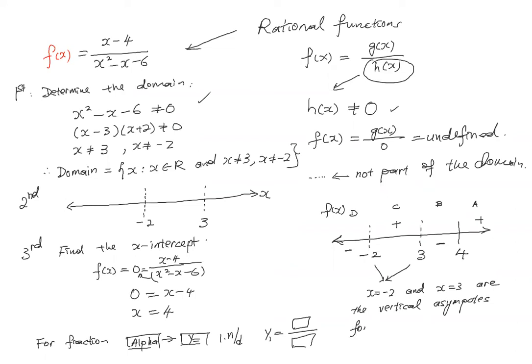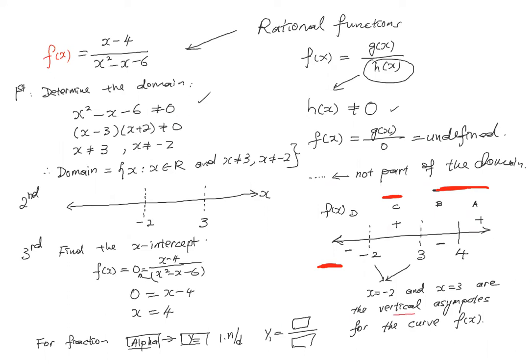for the curve f(x). Which means that the curve f(x) will break into one piece here, another piece here, 3 pieces. They are not joined, they are not continuous. Are you clear? They break off into 3 pieces of graph. Are you okay? So that is called the vertical asymptote.